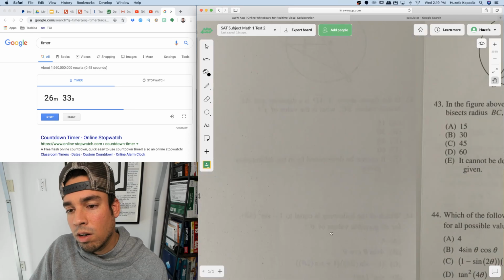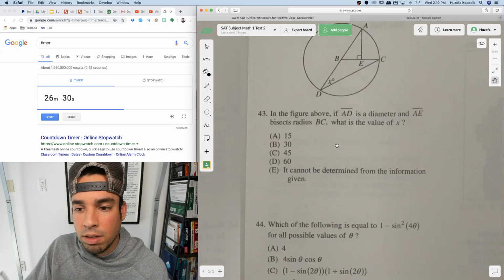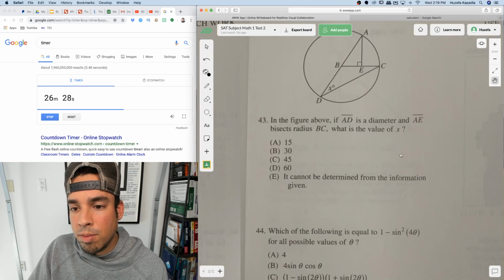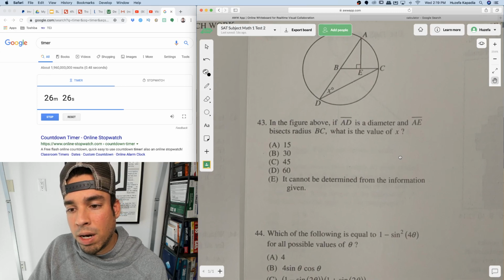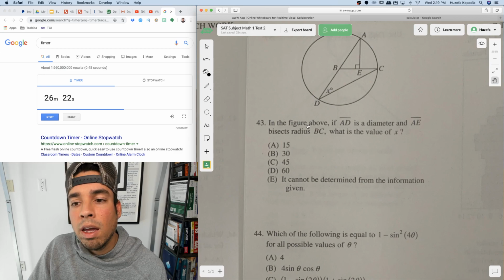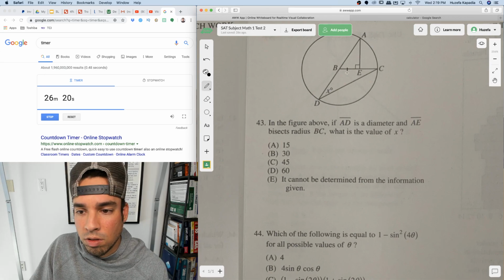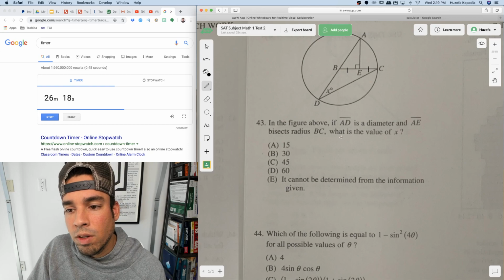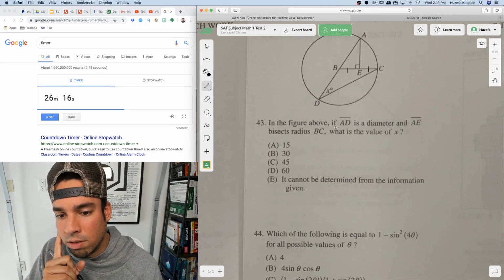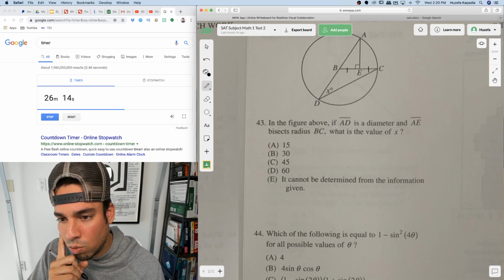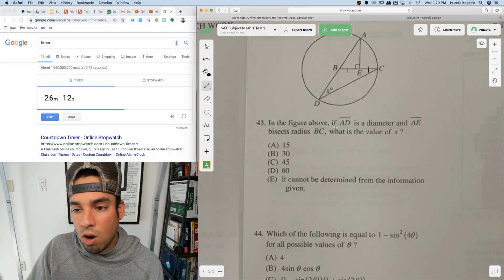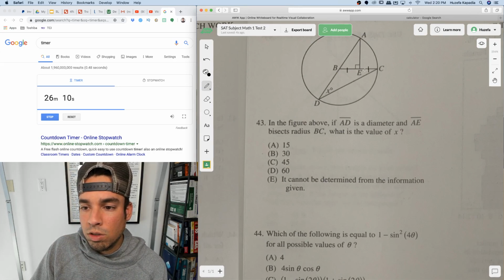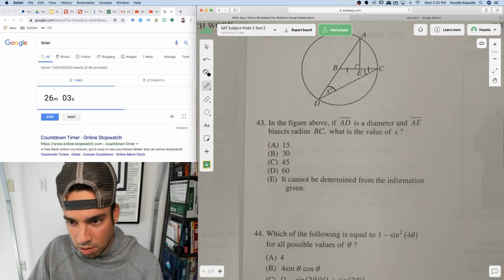All right, next, let's go to 43. Figure above, AD is a diameter and AE bisects radius. Wait, AE bisects. Those two are equal. What is the value of x? And 5x. All right. Oh, it's congruent. These two angles are x and that angle. It's an isosceles because those are both radii. That's good.